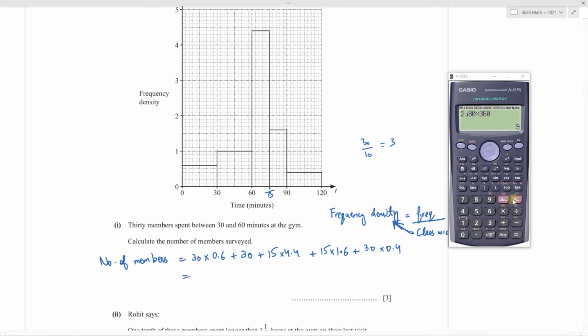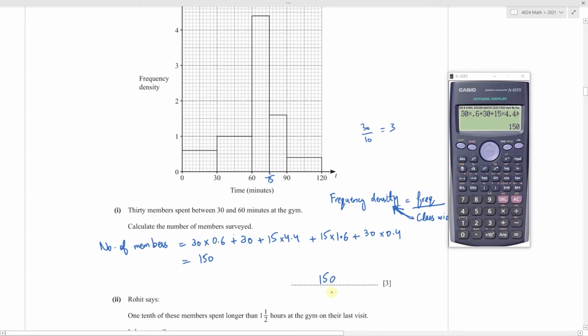So let's calculate this: 30 into 0.6, plus 30, plus 15 multiplied by 4.4, plus 15 into 1.6, plus 30 into 0.4. So this is 150, the total number of members that were surveyed.